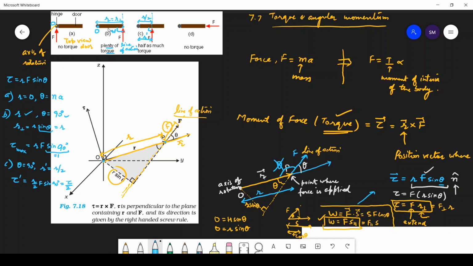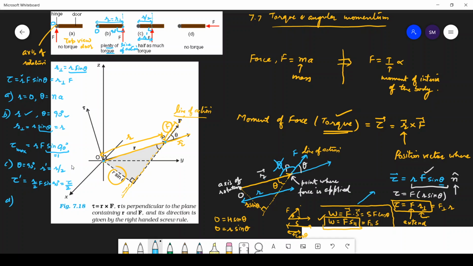So if you reduce the perpendicular distance, then the torque will also be reduced. So the torque depends on this perpendicular distance and force. So either write R perpendicular or write R sine theta. Both are the same thing, so write only one of them. Don't write both. That's your choice.